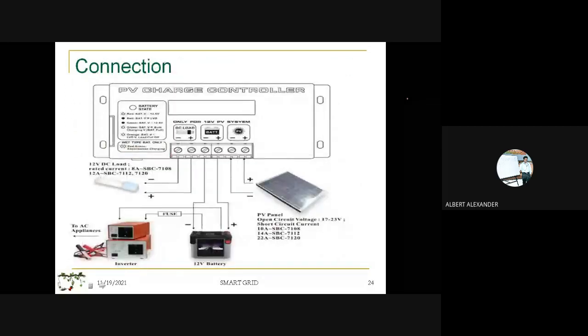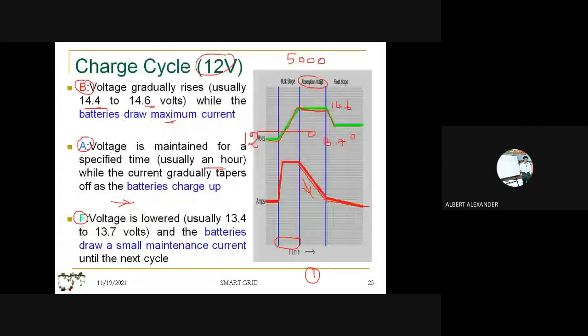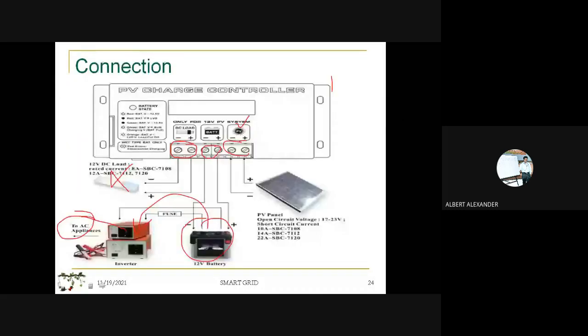This is the connection of a charge controller, which consists of 6 points. The 2 points are connected to the DC load, also called the dummy point. The 2 points are given to the solar PV system, and the next 2 points are connected to the battery. From the battery, you connect to the inverter. From the inverter, you give to the AC appliances. Here we can see this is a battery.